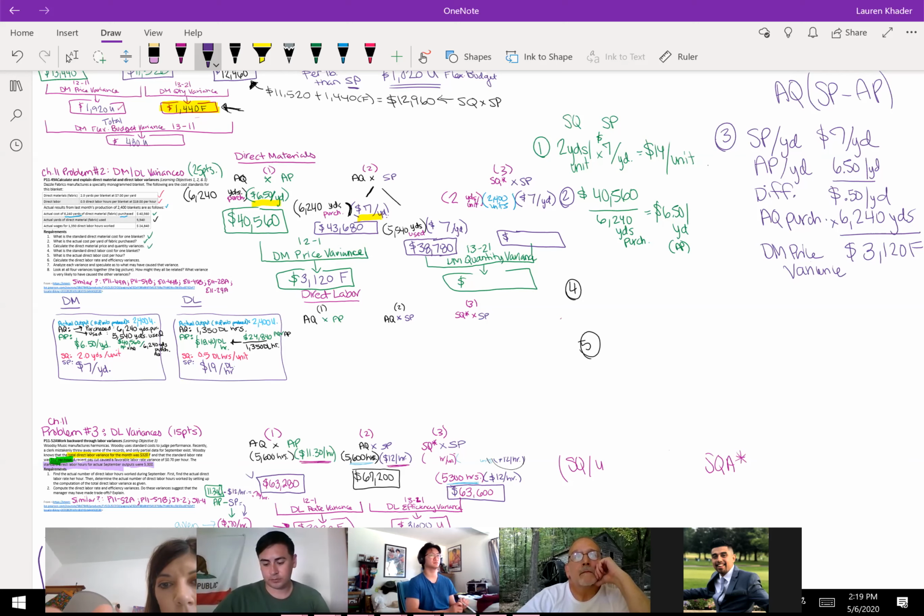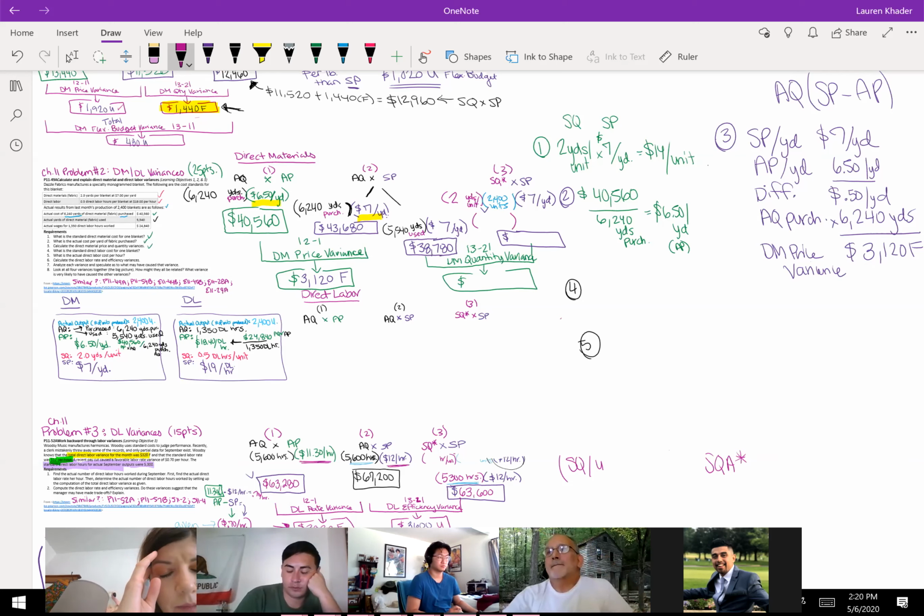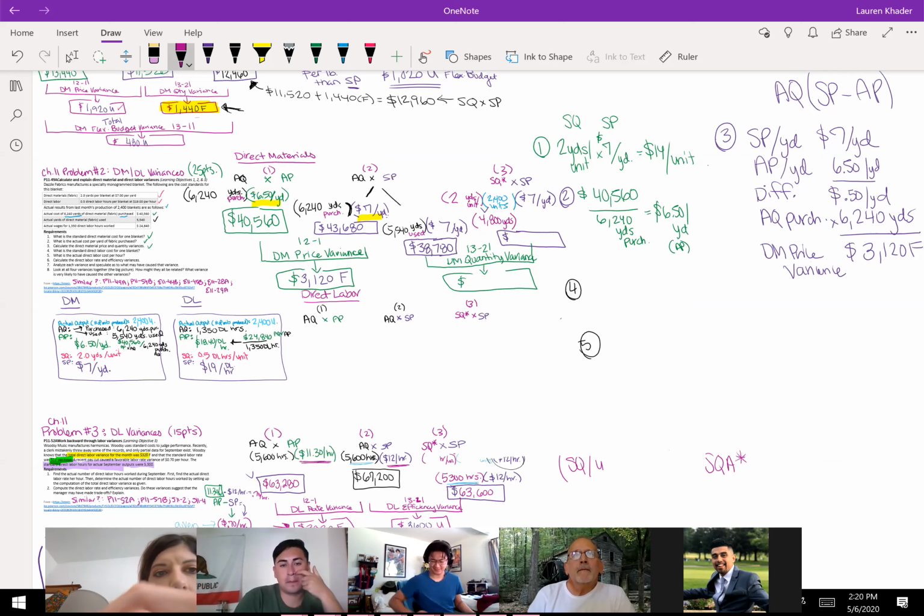So first things first, multiply those two numbers, 2 yards per unit times the number of units produced, to figure out how many yards you should have used. 4,800 yards, correct, at the standard price of $7 per yard. So when you produce 2,400 units, how much should you have incurred in direct material costs? 33,600.